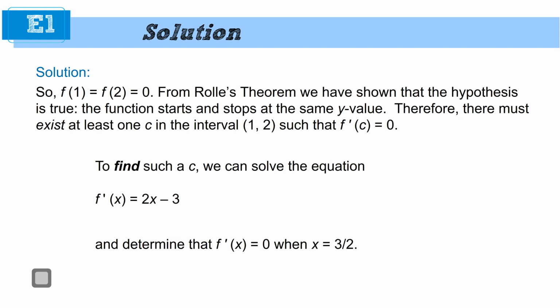We get 3 halves. Is 3 halves in our interval? Yeah, so we're good to go. Rolle's theorem doesn't necessarily tell you where it happens. It just tells you it's got to be in there somewhere. Okay, then you have to go and do your calculus stuff to figure out where that is. Take the derivative, set it equal to 0, so.